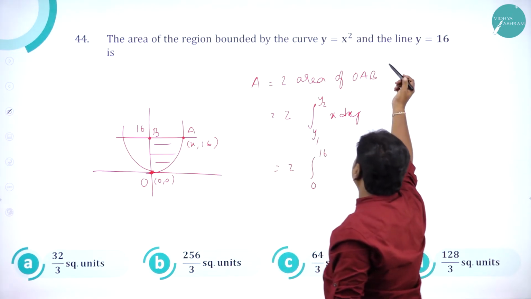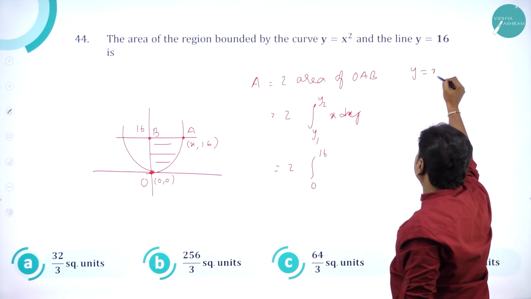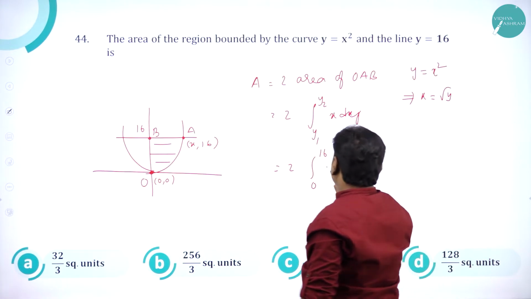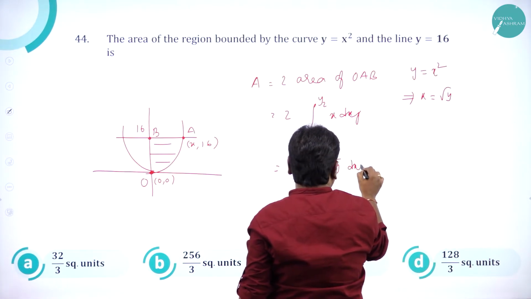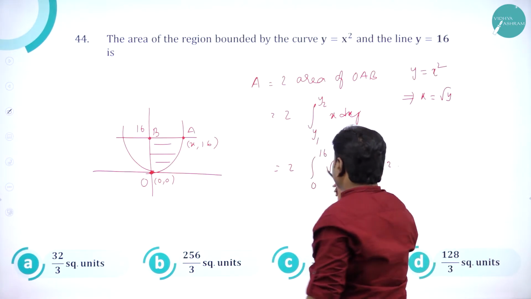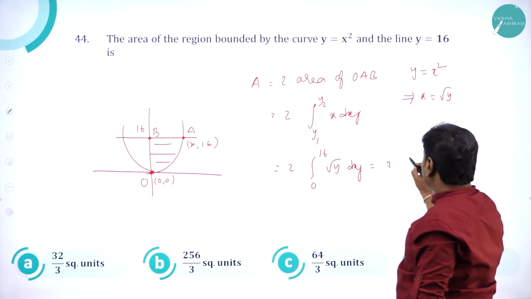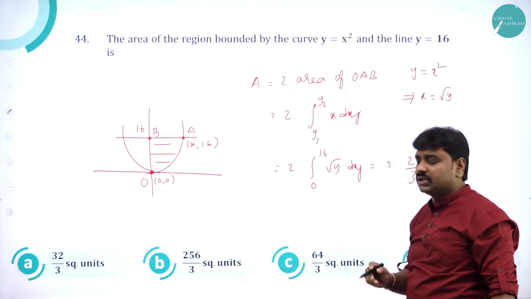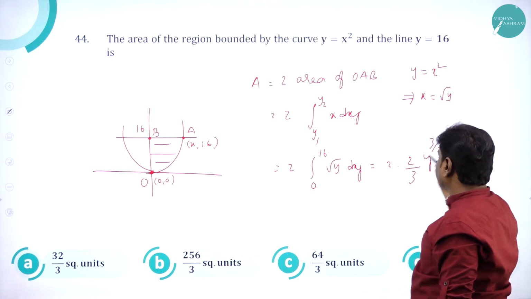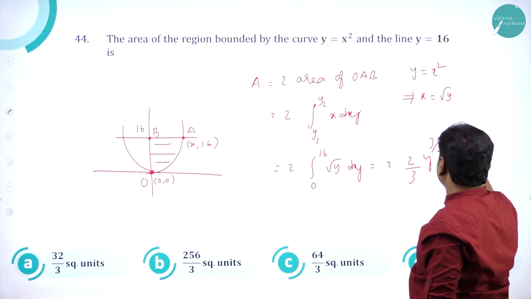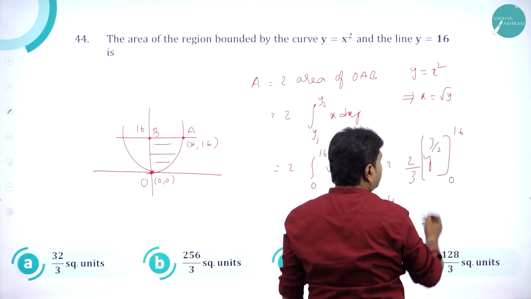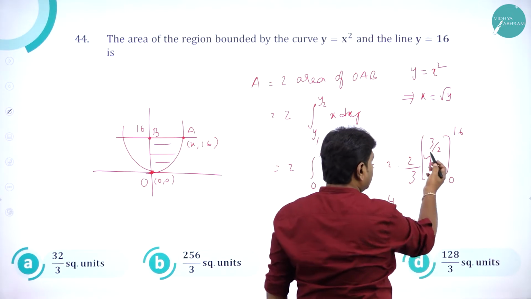See, they gave the function y is equal to x square. From this, what is x? X is root y dy. Now apply the upper limit and integrate. What is integration of root y? 2 by 3 y power 3 by 2, you know the y power n formula. Then from where to where, and outside we have 2, from where to where? 0 to 16. So 2 into 2 by 3. Just apply the upper limit because the lower limit is 0. 0 power anything becomes 0.